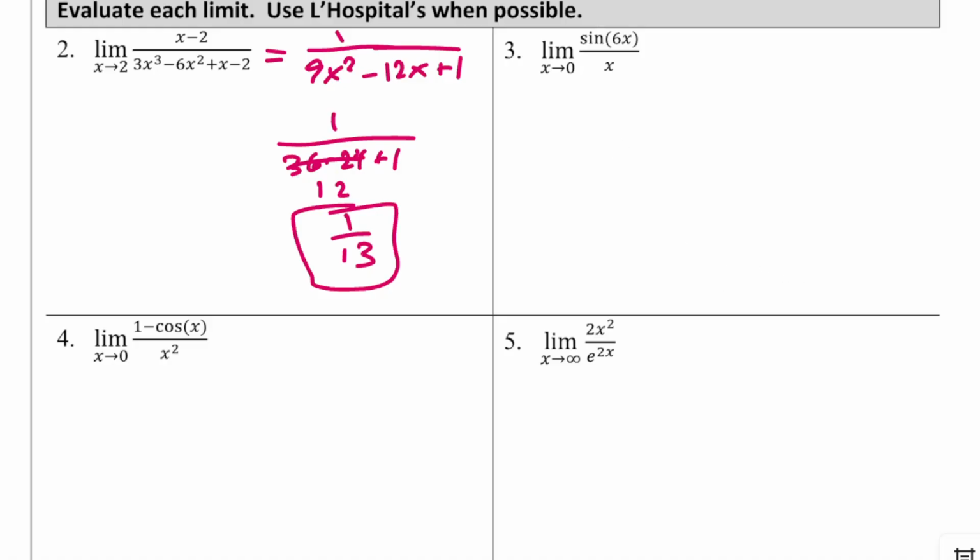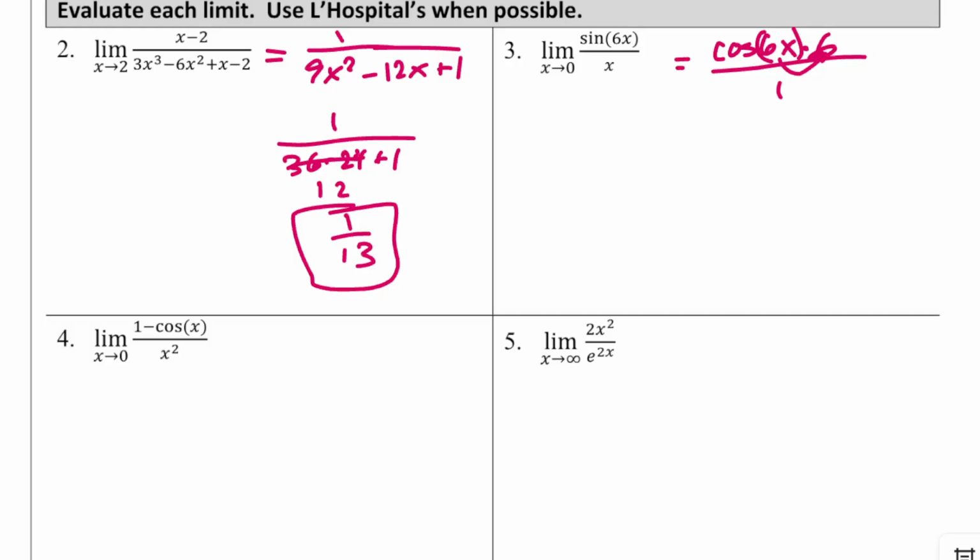Okay, here we go. Number 3, I'll plug in 0 top and bottom. So 6 times 0, 0. Sine of 0 is 0. So yeah, L'Hopital's applies. So then I'll apply L'Hopital's, derivative top and bottom. So it's cosine 6x times 6, right? Chain rule. Derivative of the bottom is just 1.